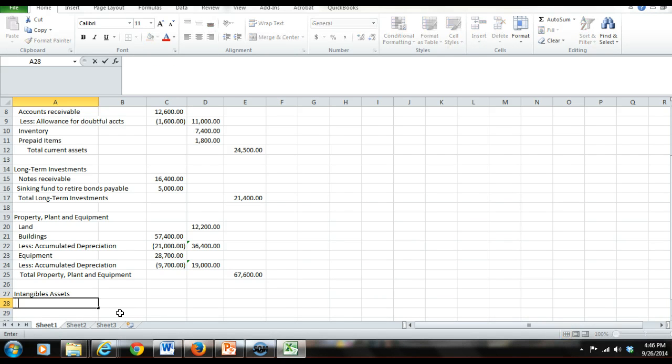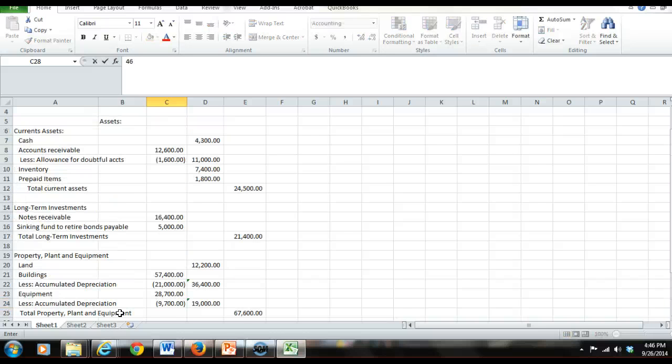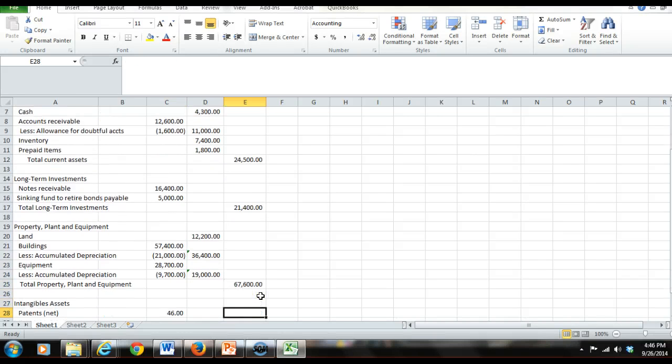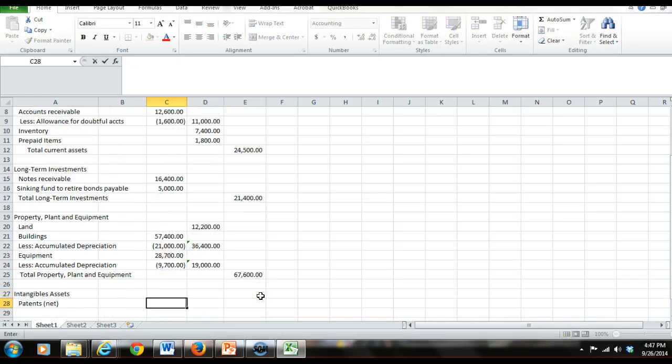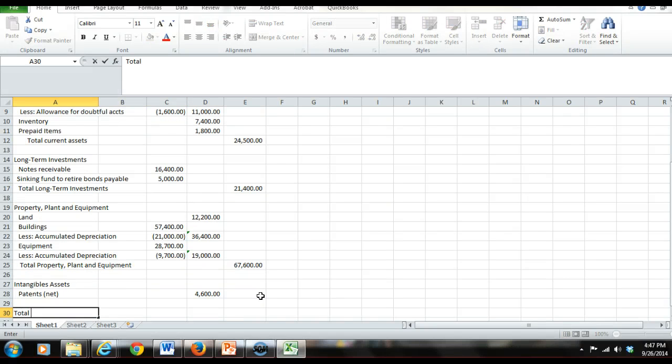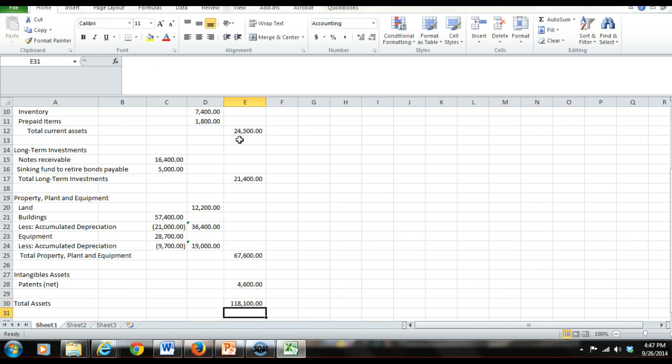And we only have one intangible here, patents. They are always recorded net. We don't have an accumulated amortization of our patents of 4,600, so we're going to show that figure right now. And after that, we will have our total assets, and our total assets are going to be a summation of all these of $118,100. We'll move on to the next slide to complete the other section.